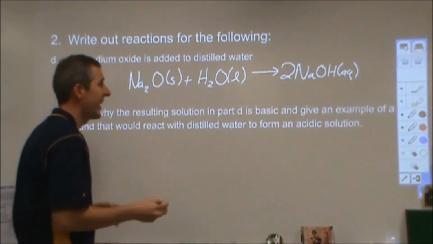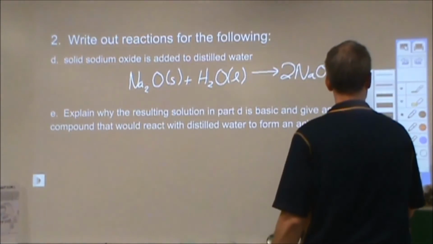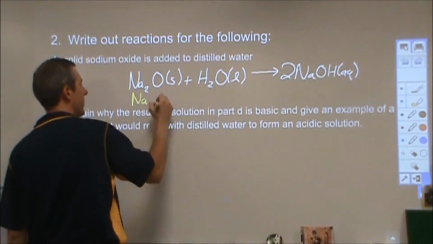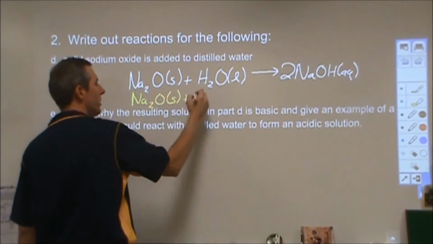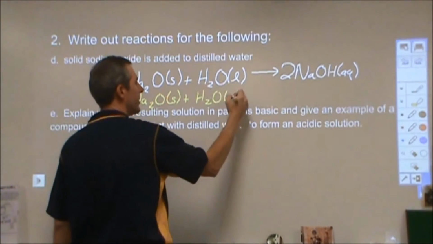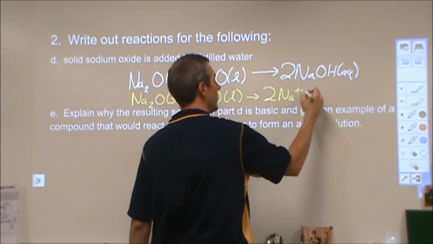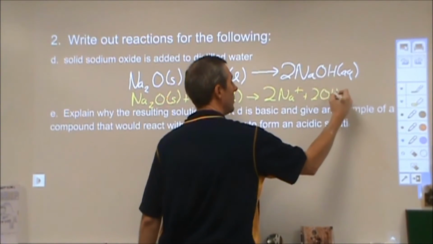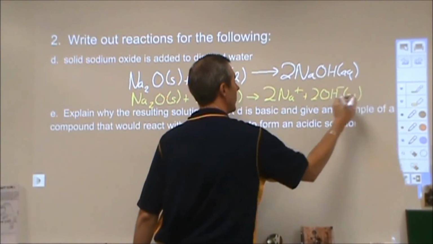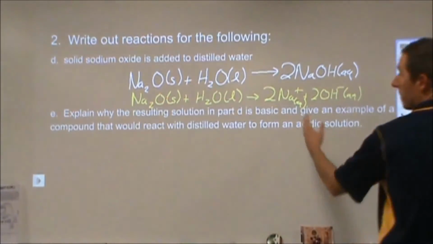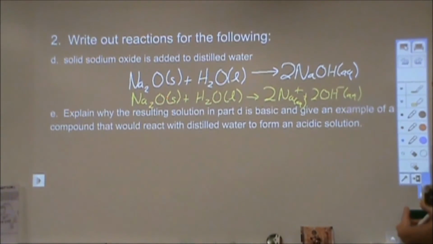If we wanted that in the net ionic form, we would write it the same way. The solid is being added, so we would not break that apart. It's not in solution. Liquid water would stay as is, but the sodium hydroxide would be ionized or dissolved in aqueous for both. Explain why the resulting solution is basic.